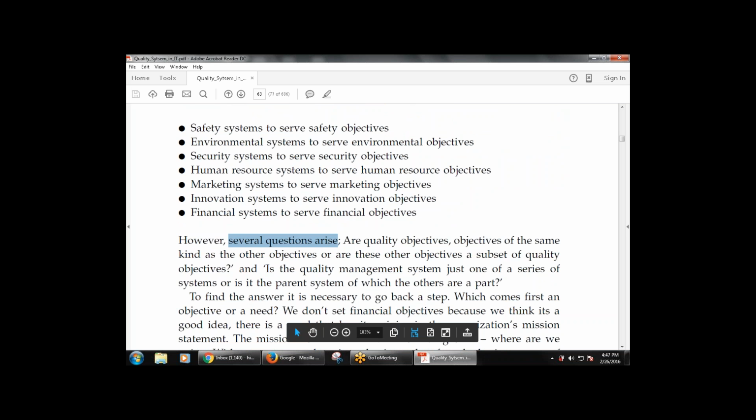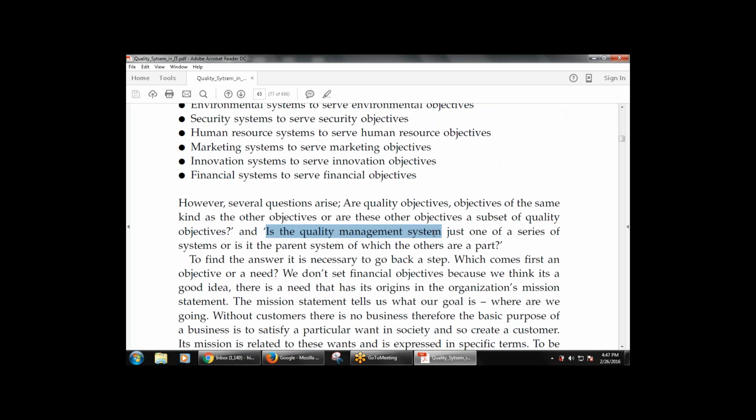However, several questions arise. Are quality objectives the same kind as the other objectives that are available? Is a quality management system just one of a series of systems, or is it a parent system of the others?